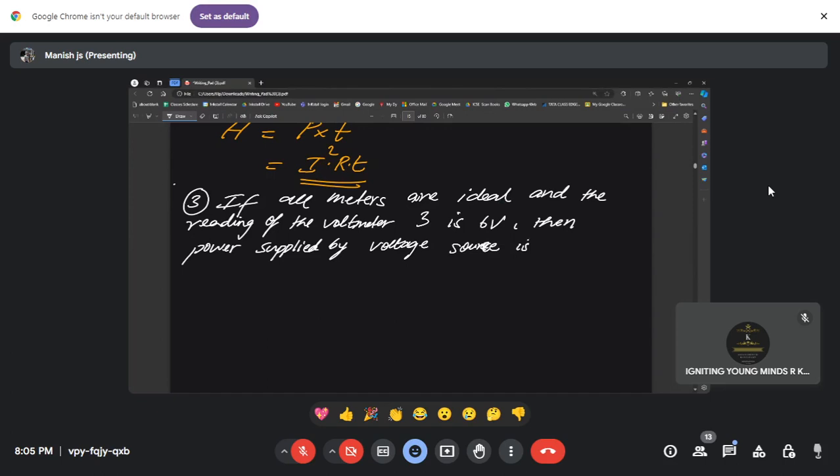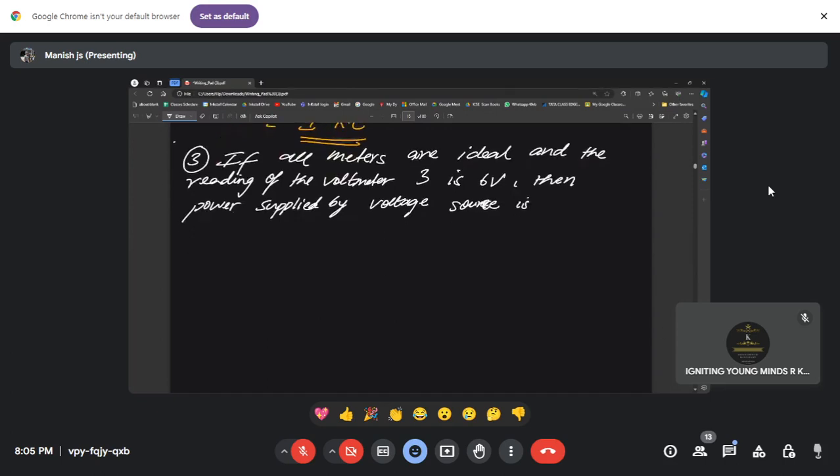So you have to calculate what is the power supplied by the voltage source, provided one of the readings is given. So here there is a figure, children, for this. I'm just putting the figure here. So A is ammeters. Wherever I put B, they are voltmeters.